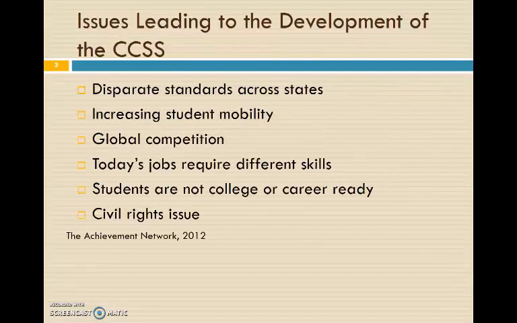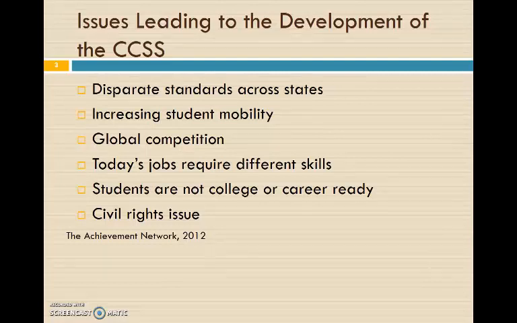So what were some of the other issues that led to the development of the Common Core State Standards? Well, a huge one was the fact that there were disparate standards across states. So, for example, I did my schooling in Florida, and I don't feel that I got the best education, but if you go to another state such as California even, the level of rigor could look very different from state to state.